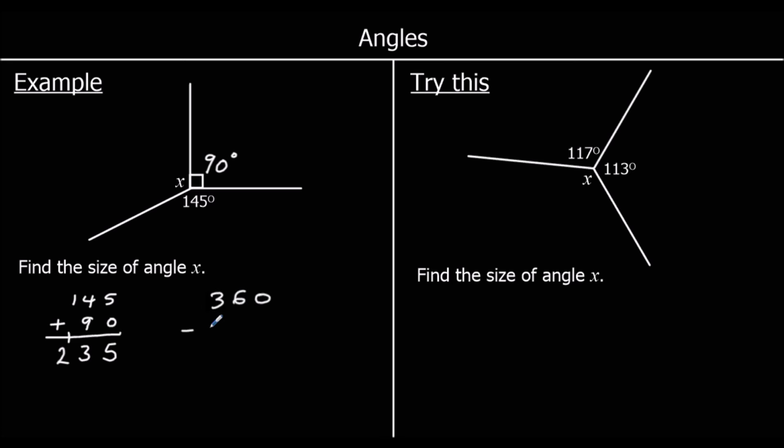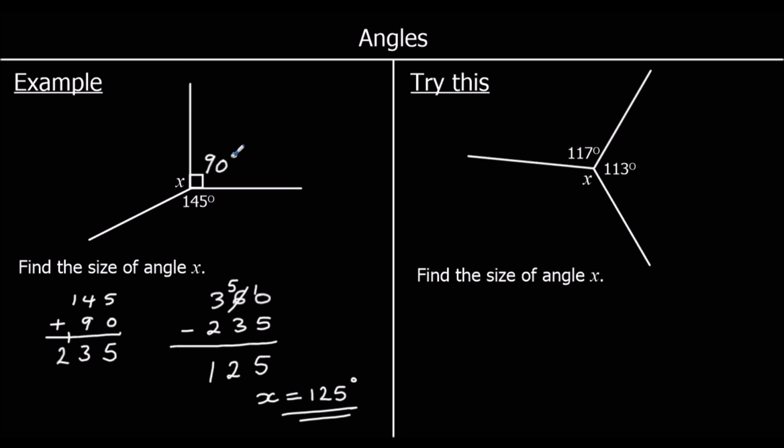360 take away 235. So we don't want to do 0 take away 5. So we'll take 1 of the 10s, which would be worth 10 in the 1s. 10 take away 5 is 5. 5 take away 3 is 2. And 3 take away 2 is 1. So X must be 125 degrees. 125 plus 145 plus 90 makes 360 degrees. And angles around a point always add up to 360 degrees.